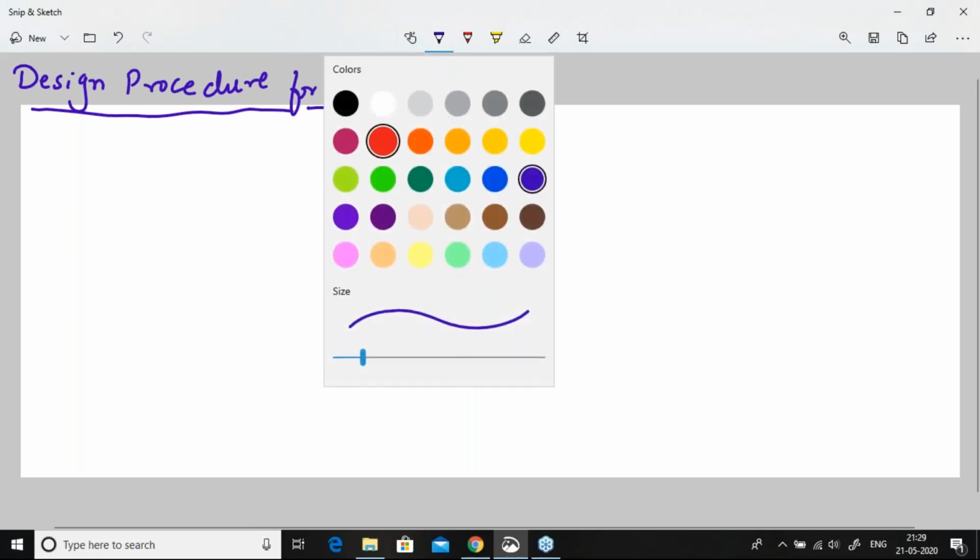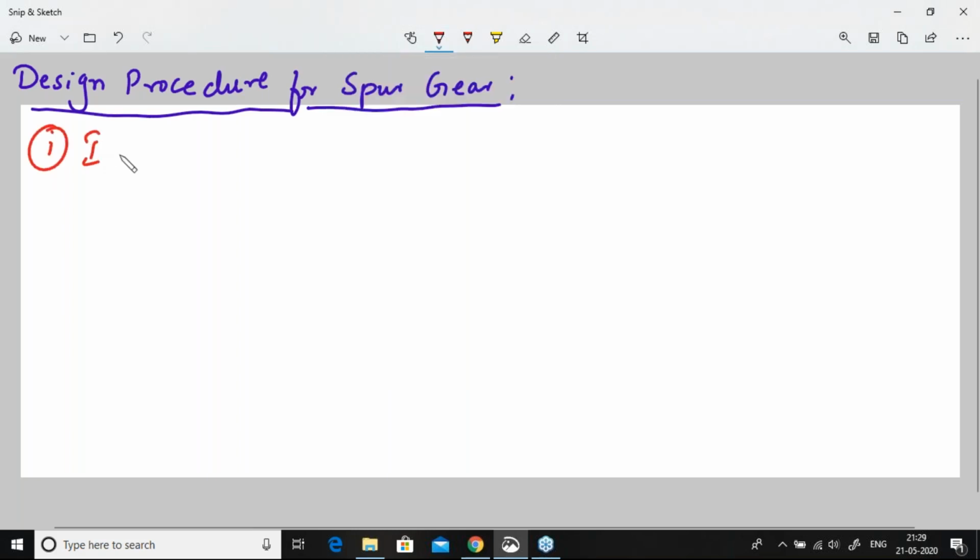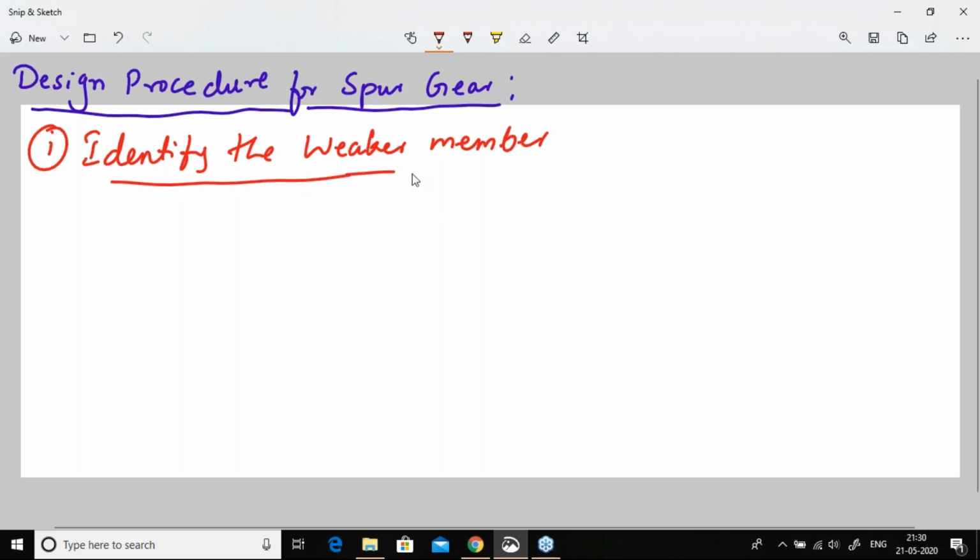In the first step, we have to identify the weaker member. So out of pinion and gear, whichever is the weaker member, we have to identify. To identify that, we have to draw a tabular column.